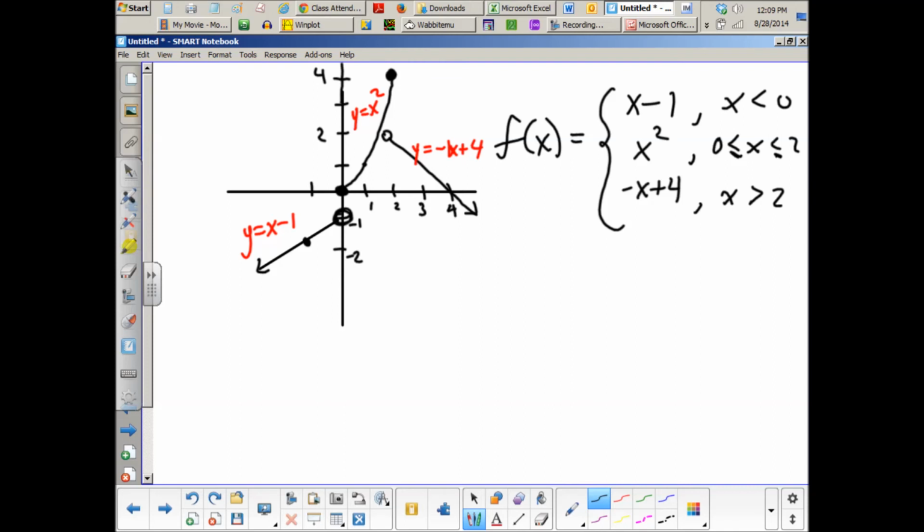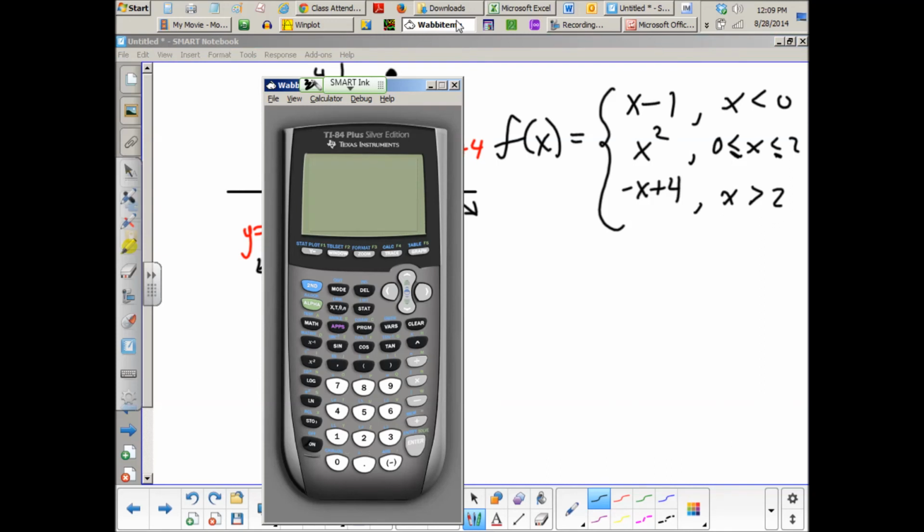I think some of the newer TIs, you can do them all under one. But I'm going to demonstrate how to graph this one with an older operating system. I think what you have there, Jack, is the newest operating system, so it's a little more advanced than what most people are going to have. So let me just show you how we graph this thing.